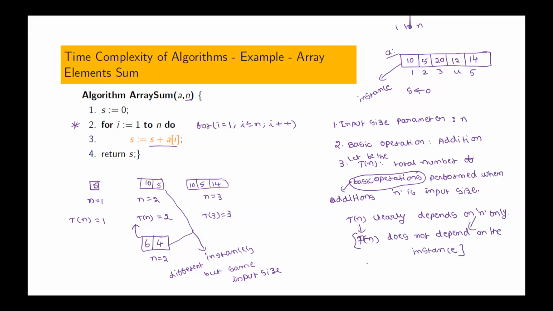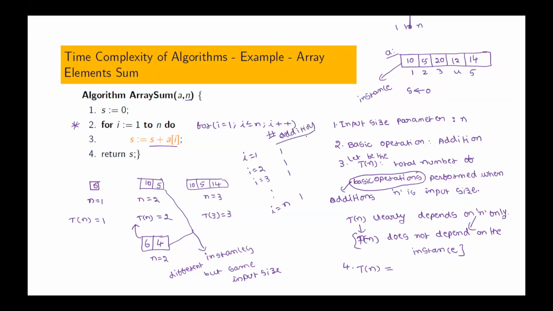Now you tell me how many times the addition is performed. When i equal to 1, one addition is performed. When i equal to 2, again 1 addition. When i equal to 3, 1 more addition. And when i equal to n, also 1 addition. Is that okay? This is the number of additions.